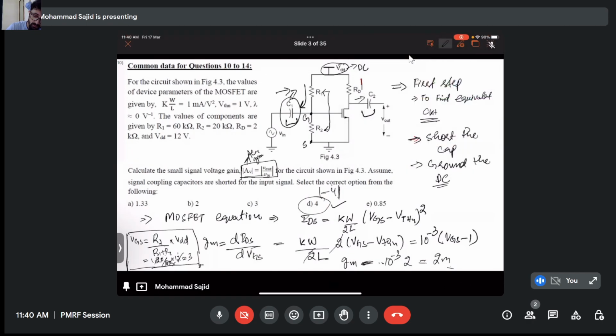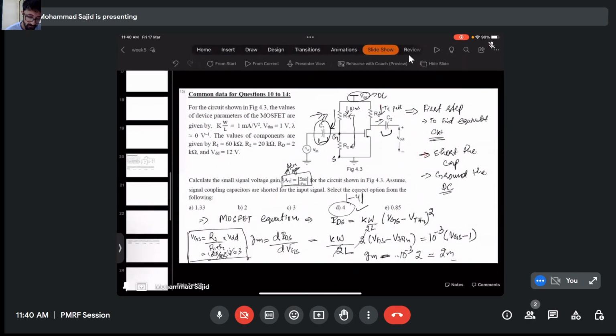There are two paths. One is this, the normal transistor path, and this is the biasing circuit path. So there will be power dissipation through these two. We have to calculate both losses, both power dissipations.